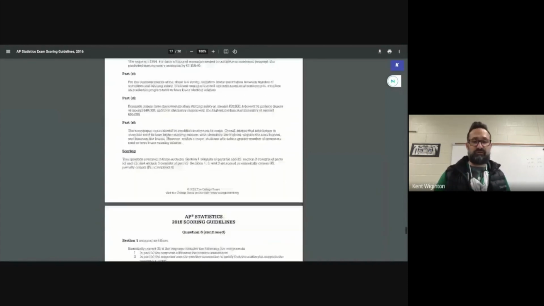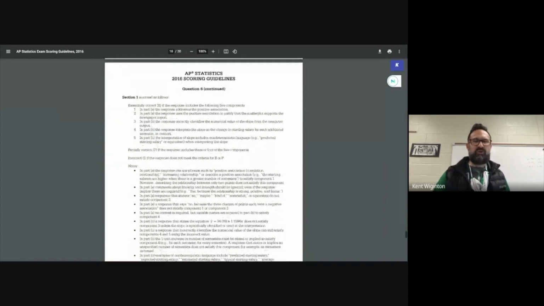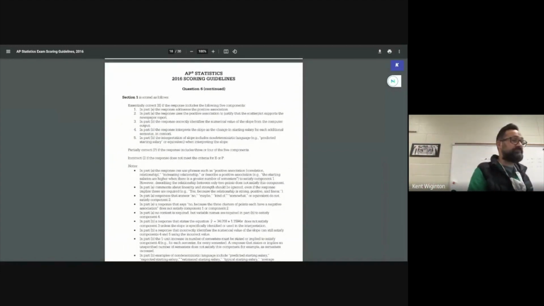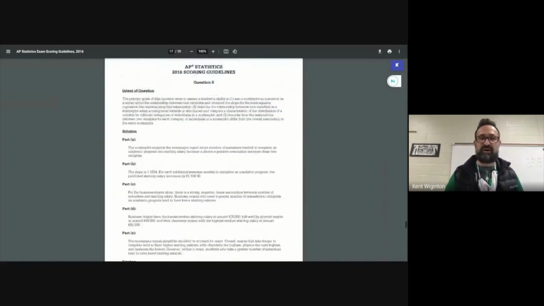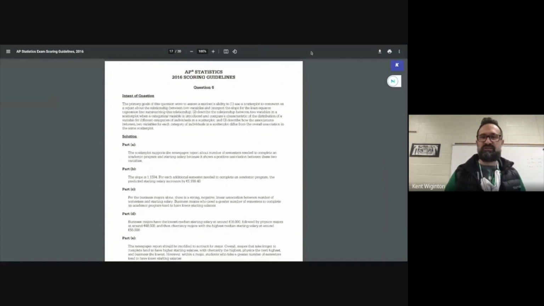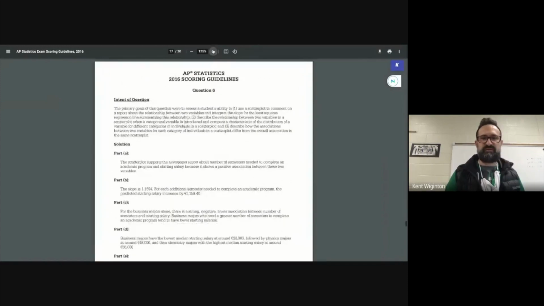In order to get full credit for this, well, before we do that, section 1, they talk about in the key the first 2 pieces. So let's go over the next part, and then we'll come back and talk about what was really needed to get a full mark on this piece.